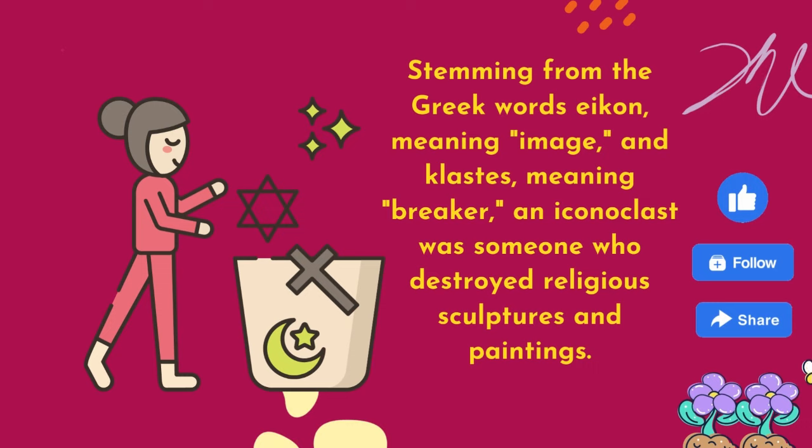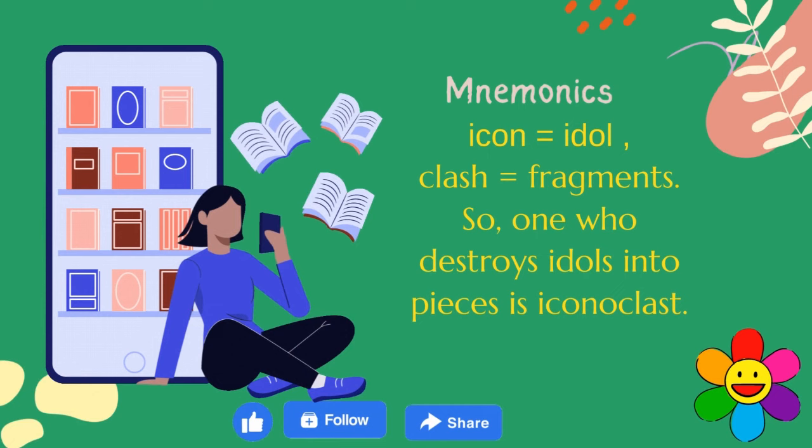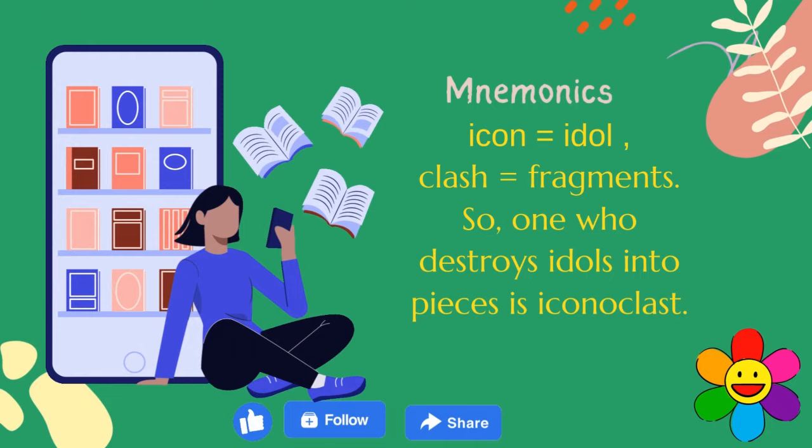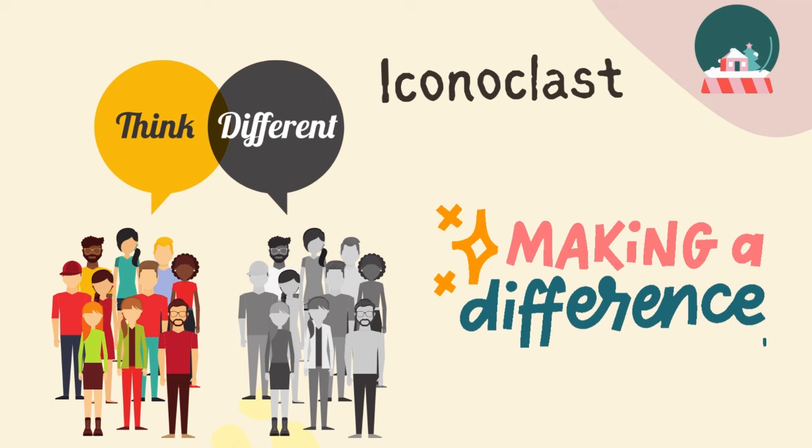Memory aid to help you memorize this. Icon equals idol. Clast equals fragments. So, one who destroys idols into pieces is an iconoclast. Iconoclast: someone who attacks cherished ideas or institutions.